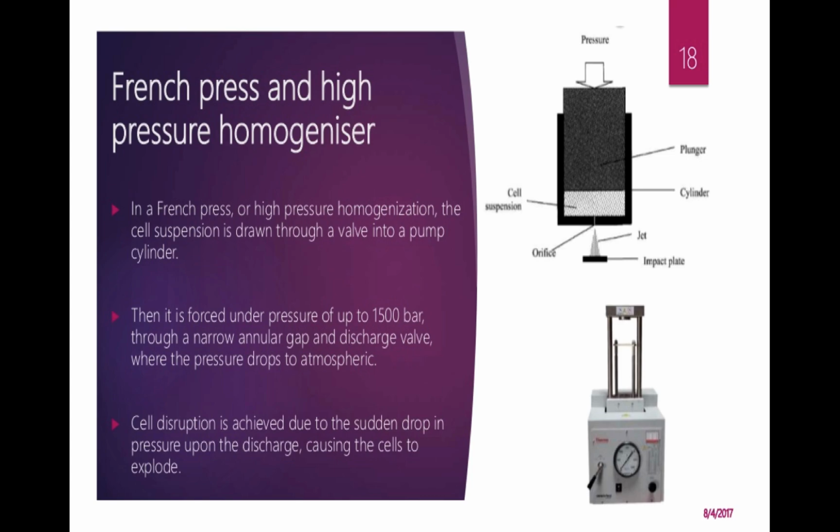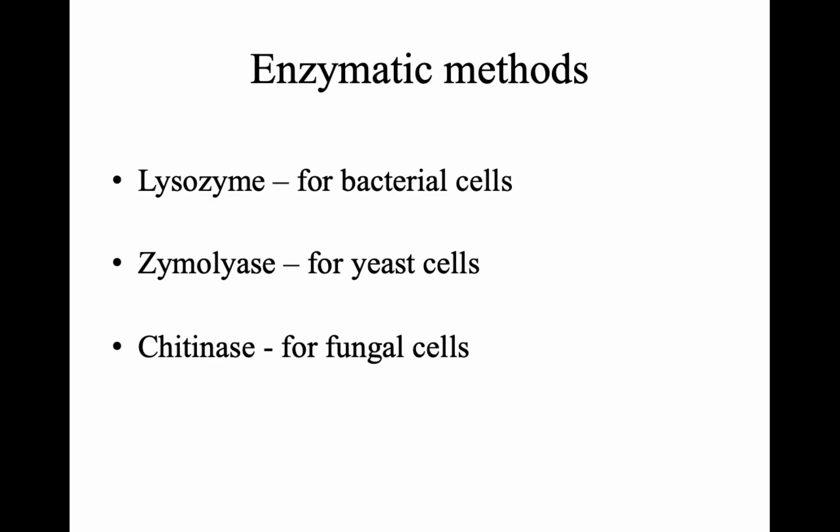So here once it passes, the cells are going to lyse over here. This is in the case of the French press, and it is suitable for microbial cells or some cell suspensions. The next method is the enzymatic method.